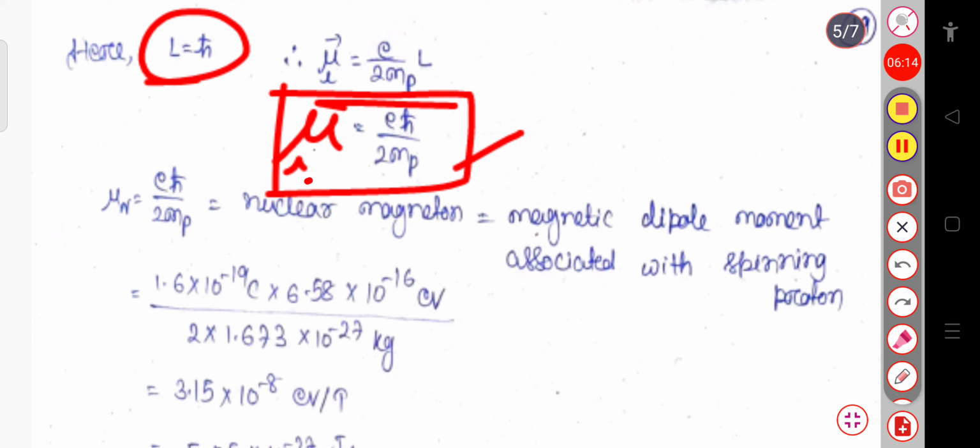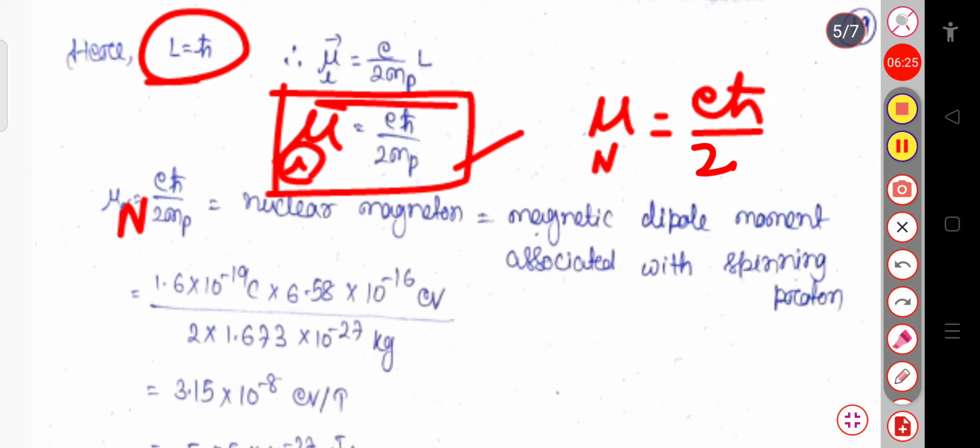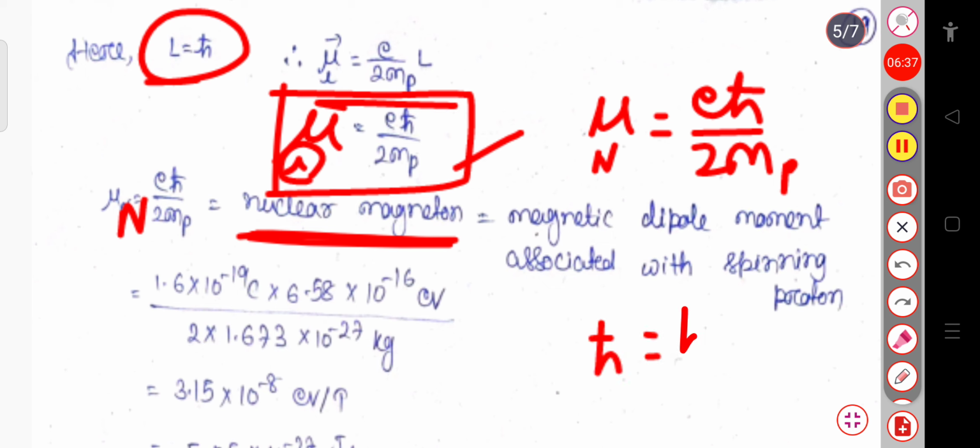In place of L, simply if I write mu N, capital N, this will be equal to EH cut by 2 MP. It can be denoted like this, mu N, and that is called the nuclear magneton. This is important. This is called the nuclear magneton, and its value is EH bar by 2 MP. You know H bar equal to H by 2 pi.